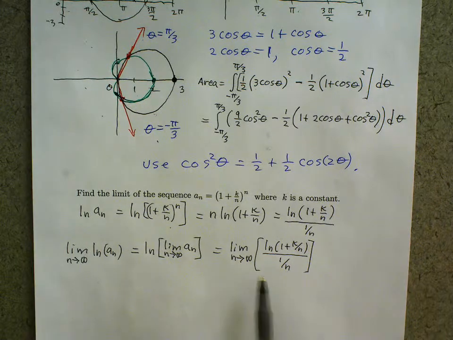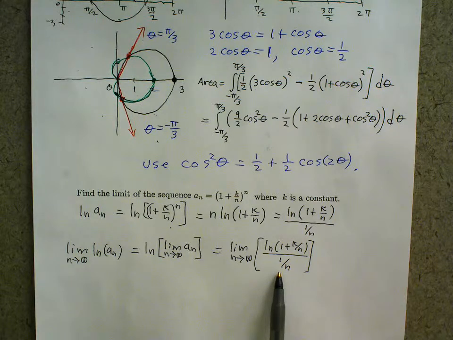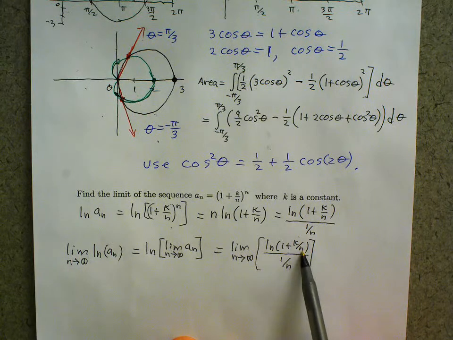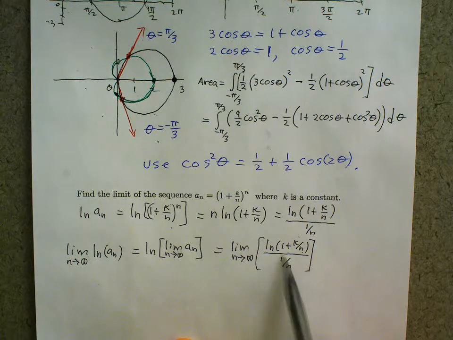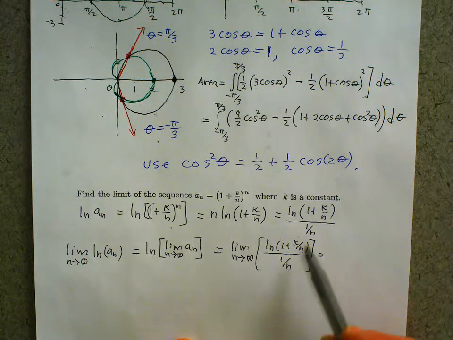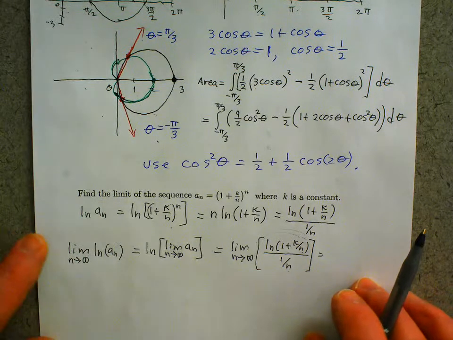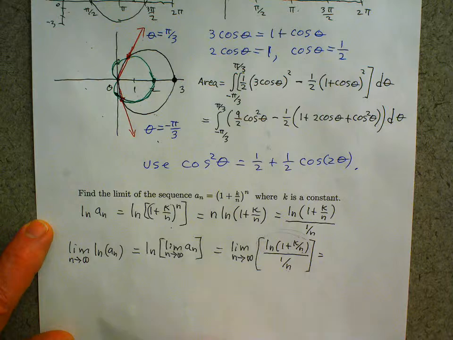So if we just computed the limit of this, what would we get? If we let n go to infinity, then what does the natural log of 1 plus k over n get close to, and what does 1 over n get close to? Is it 0 divided by 0? Yeah. k over n goes to 0, but the natural log of 1 is 0, and 1 over n goes to 0. So we use L'Hopital's rule. Compute the derivative of the natural log of 1 plus k over n with respect to n, and then take the derivative of 1 over n with respect to n.